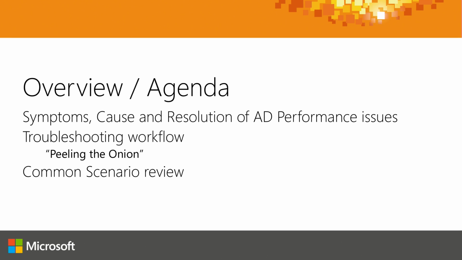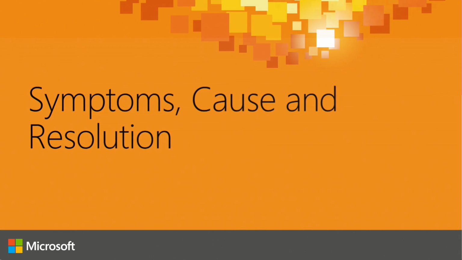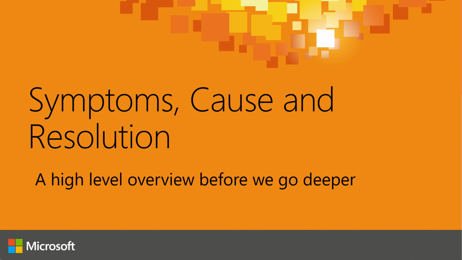Then we're going to look at the common scenarios that we see. And finally, preventative measures and references. This would be a good part to pay attention to so that you don't have to do the troubleshooting, so you can avoid these really scary situations. So, symptoms, cause, and resolution of Active Directory performance problems. Like I said, it's just a high-level overview before we go deeper.